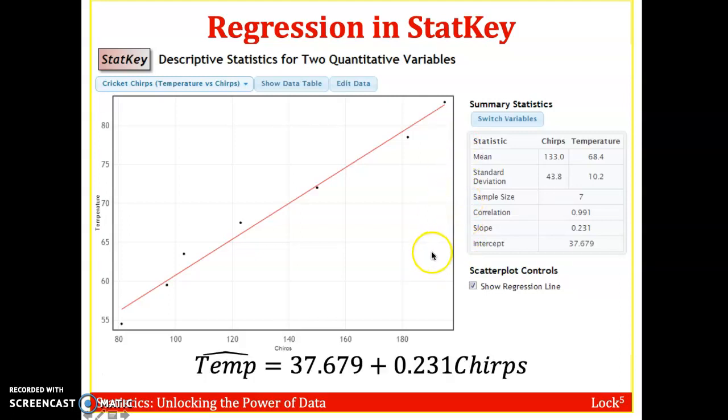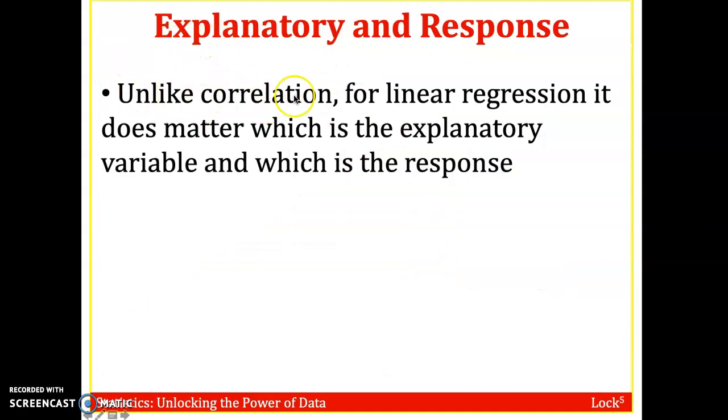Unlike correlation, you remember from 2.5, we said correlation is the same value no matter what variable is your explanatory and what variable is your response. But for linear regression, it definitely does matter.